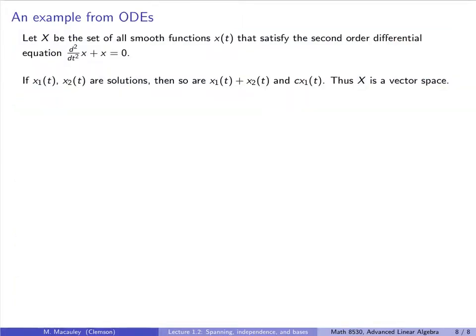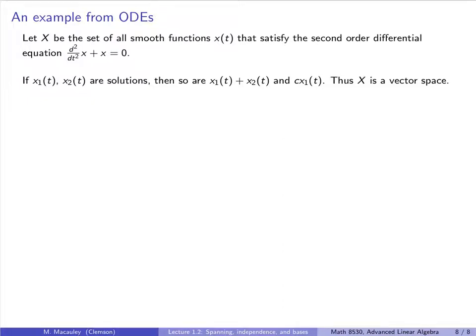I want to finish this lecture with an example from differential equations. Now, even if you aren't familiar with ODEs, I think this example is straightforward enough that you can still follow it. So let X be the set of all smooth functions x(t), so we've got infinitely many derivatives, that satisfy the second order differential equation x double prime plus x equals 0.